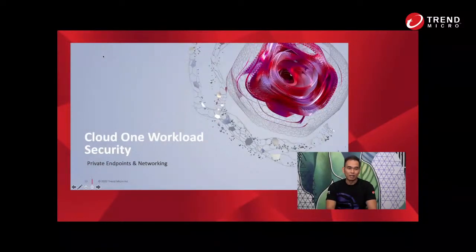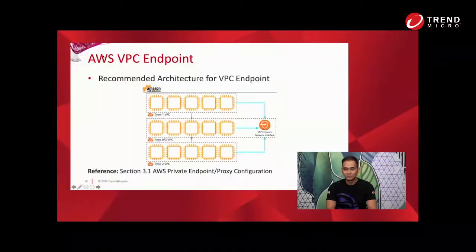So today I'm going to cover the private endpoint and networking requirements for the Cloud One workload onboarding. This is the recommended architecture for VPC endpoints running on AWS. One VPC endpoint per AWS account is required for this setup. Firstly, you need to create the VPC endpoint in one VPC. Other VPCs will then be peered to this VPC hosting the VPC endpoint. This is to allow communication between the Cloud One servers and the VPCs.